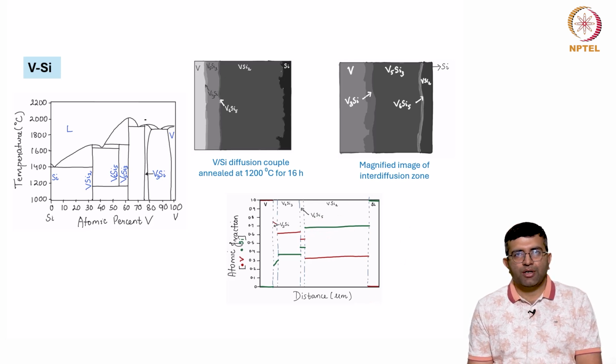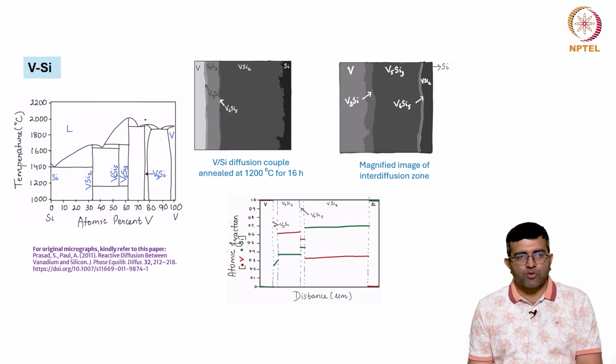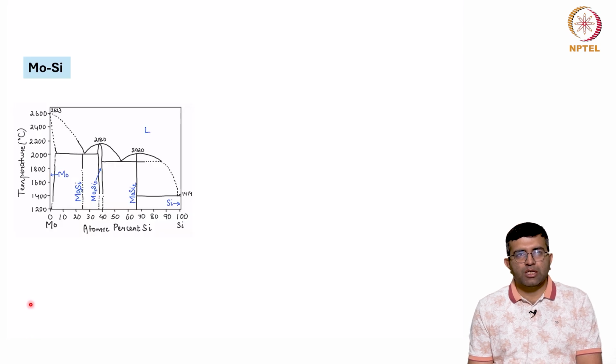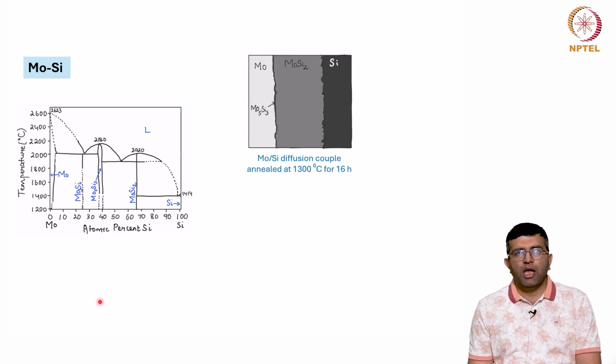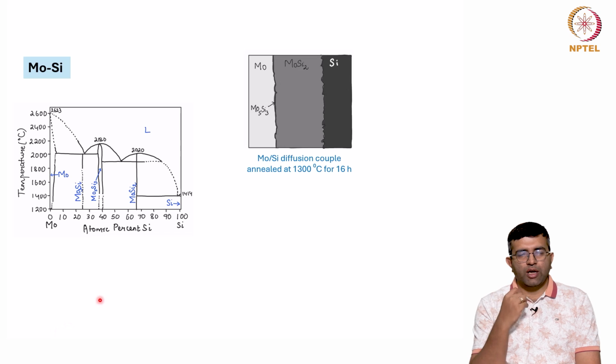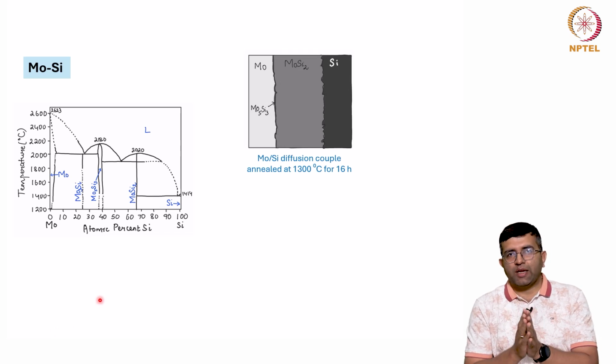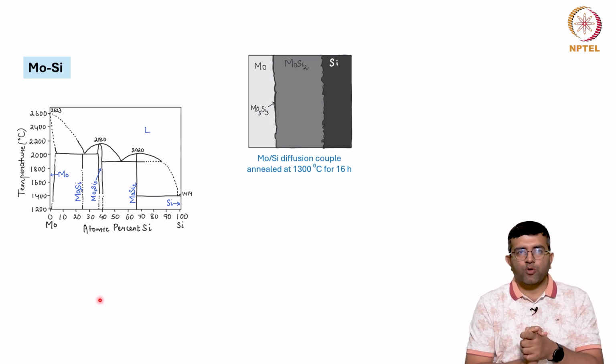So, moving ahead, for the original micrographs you can refer to this paper. Then another example is from the molybdenum silicon phase diagram, where you again see several intermetallics forming. One thing you might have noticed already is that when you have a lot of intermetallics in the system, the growth of solid solution phases is not so prevalent.